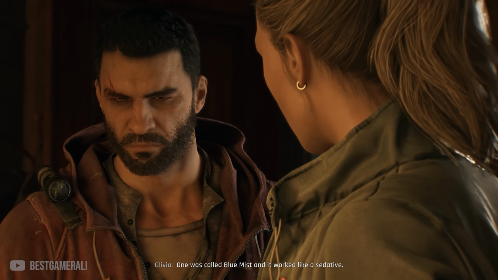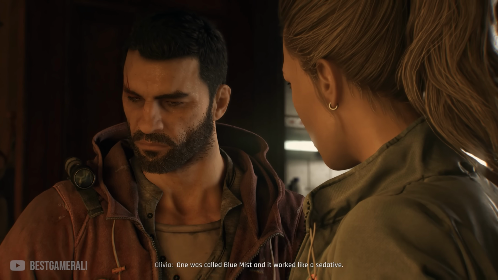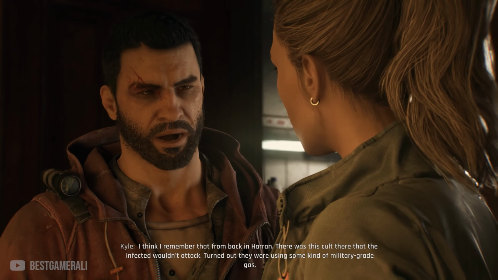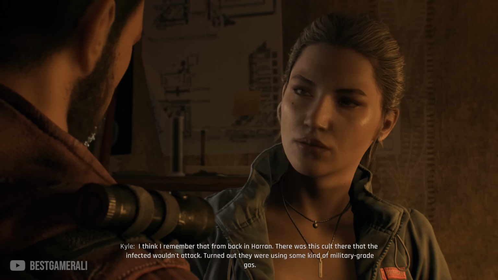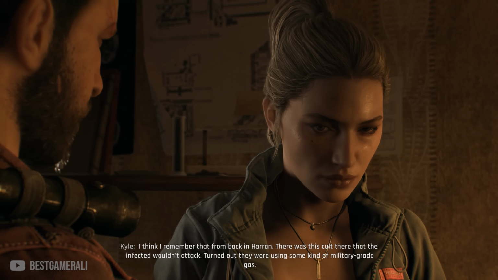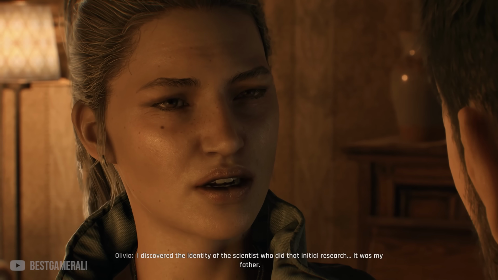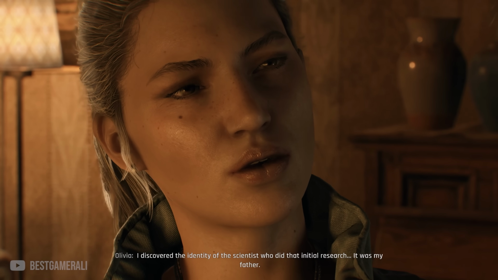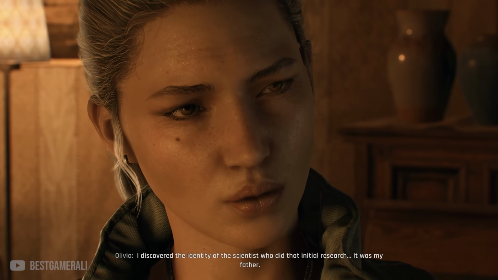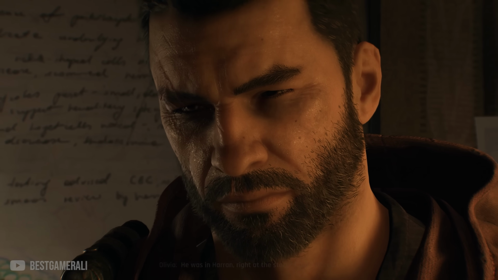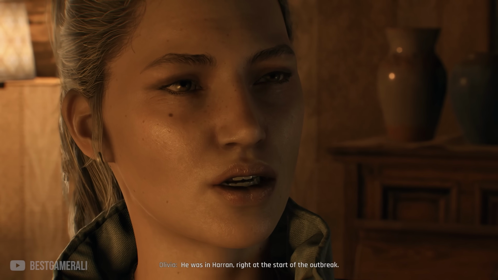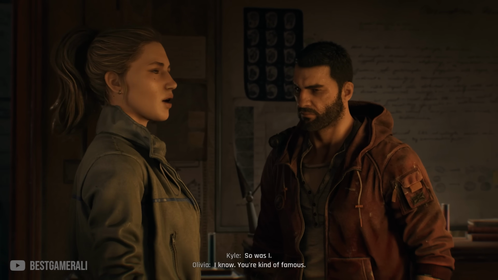One was called Blue Mist, and it worked like a sedative. I think I remember that from back in Harran. There was this cult there that the infected wouldn't attack, and turned out they were using some kind of military-grade gas. I discovered the identity of the scientist who did that initial research. It was my father. What? He was in Harran, right at the start of the outbreak. Yeah, so was I. I know.